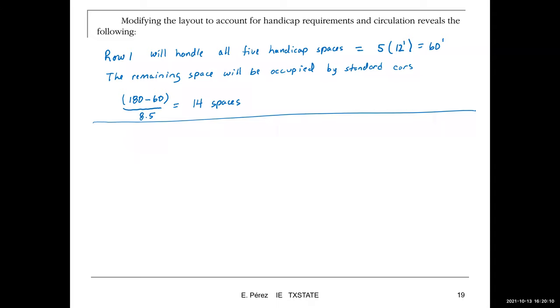So now we need some circulation lanes. So we need to adjust some of the rows, adjusting for two circulation lanes of 15 feet each.